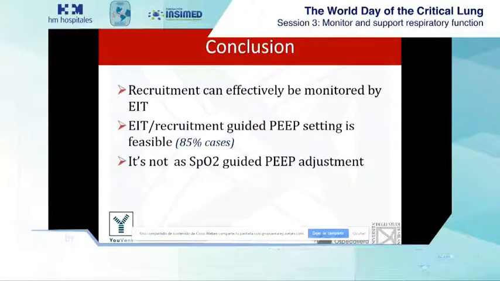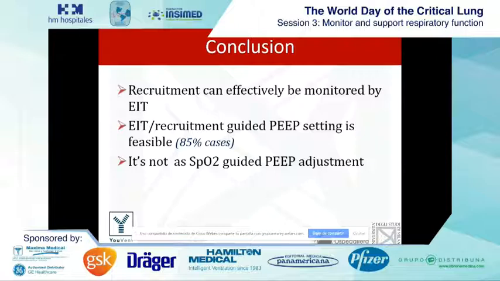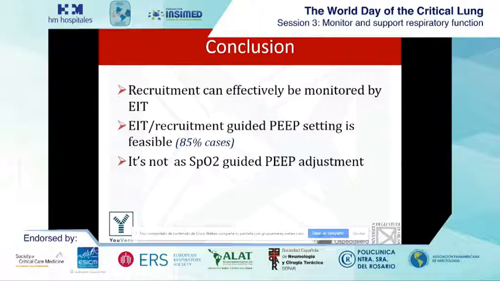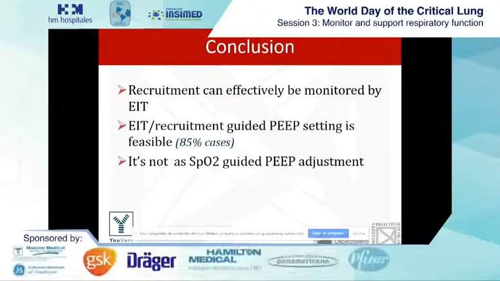Well, those are my conclusions. Recruitment can be monitored by electrical impedance tomography. In the vast majority of cases, it can guide PEEP setting. There are few cases in which you have unstable values of end expiratory lung volume, and this is when we do not use it. And if we set PEEP with electrical impedance tomography, we end up with different values of PEEP compared to the ones that we get when we use just saturation to optimize lung recruitment. Thank you very much.